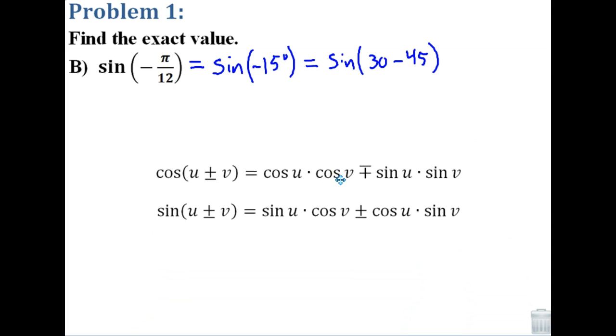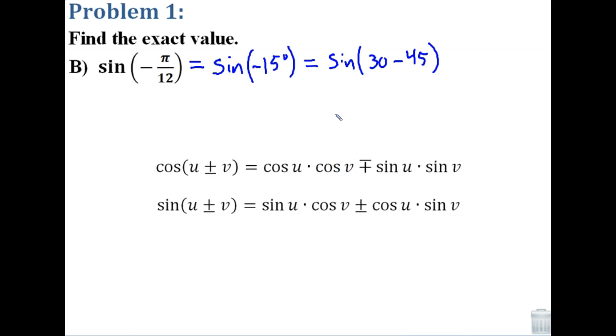Okay, and I'm going to pull up my identities here just so they're handy and I can use them. We've got the sine of a difference, so that's going to be the sine of the first angle, sine 30, times the cosine of the second angle, cosine 45. And with the sine ratio, it's plus minus, so that sign is going to stay the same. We'll say minus cosine of the first angle, cosine 30, times sine of the second angle, sine 45.